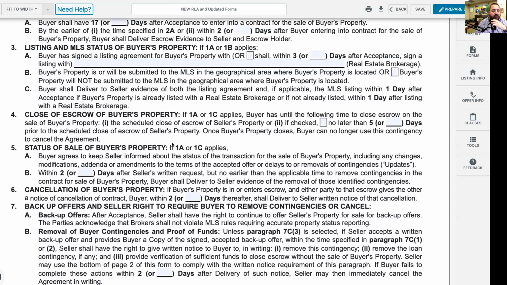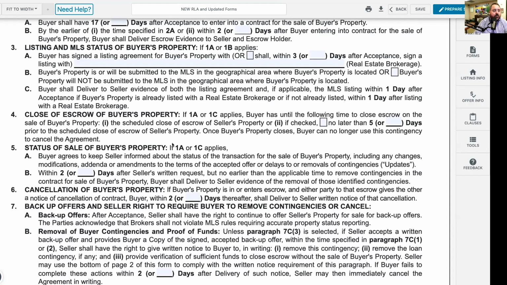Buyer has until the following time to close escrow on the sale of buyer's property. So now it's telling you when you're going to close escrow, when that contingency period is basically up, right? Because escrows can get extended, they can close early, right? So we can look at my down leg and say maybe there's an extension. Well, this contingency is saying here we're telling you that your down leg escrow has to close by this date, or we can ask you to remove the contingency and move forward. So here's what the terms are.